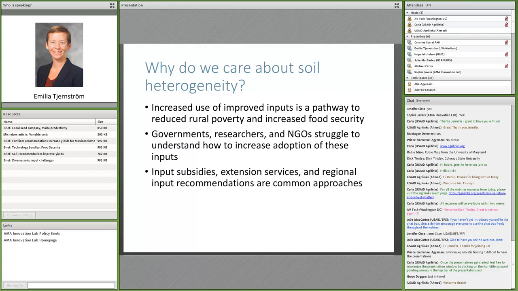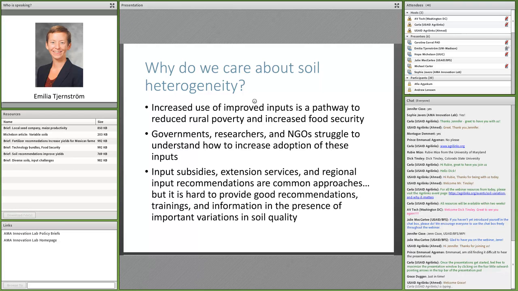So some of the reasons that we might care about soil heterogeneity, right? I think many of you listening would agree that increasing the use of improved germplasm and fertilizer could boost the yields and the welfare of rural households. And there are lots of smart and passionate people who work in the government sphere, researchers, NGOs, who work on ways to increase adoption of these inputs. Common approaches include things like input subsidies, extension services, and government-issued input recommendations. But it's really hard to provide good recommendations and trainings when soils vary a lot.